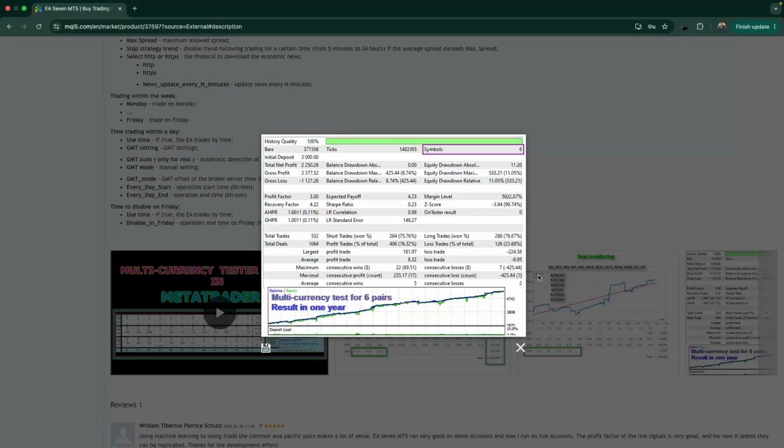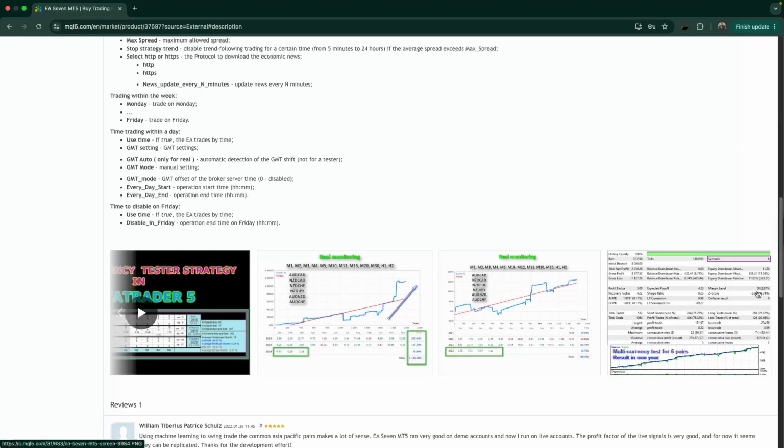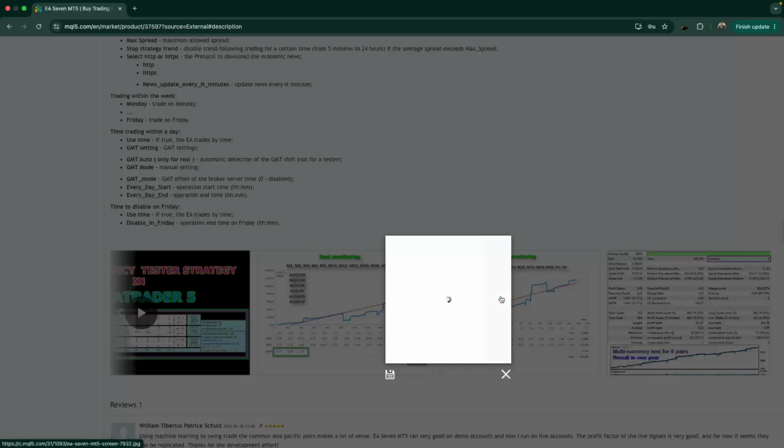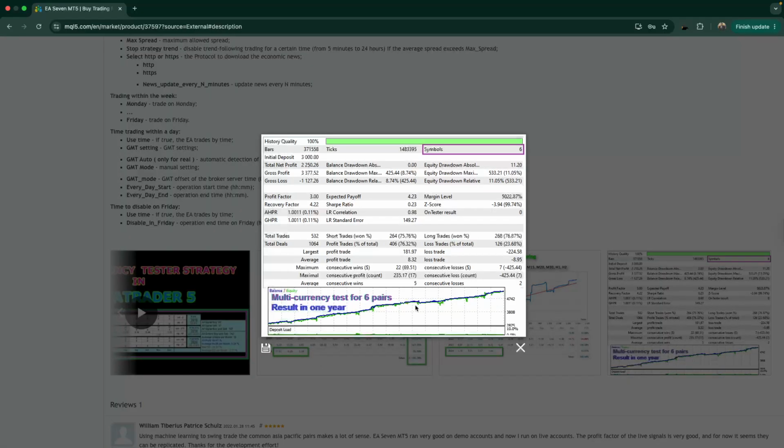The equity curves they show look pretty controlled with a good number of trades. Basically, this is it. This is the equity curve, and this is the result for 1 year.